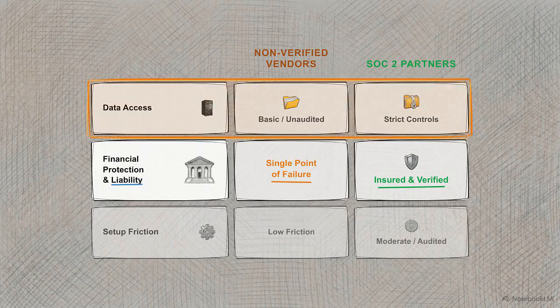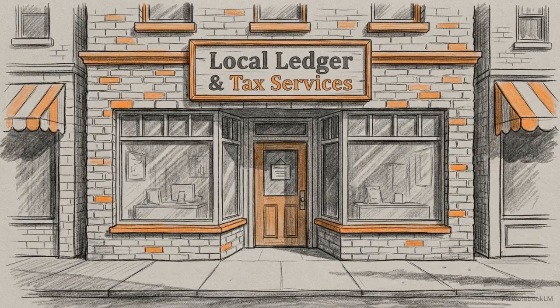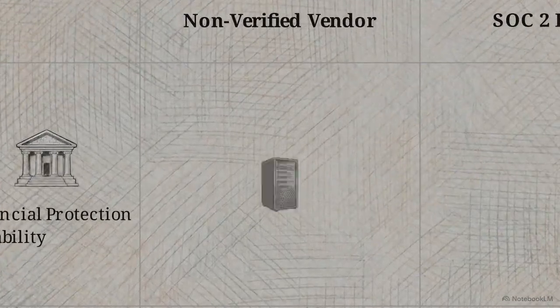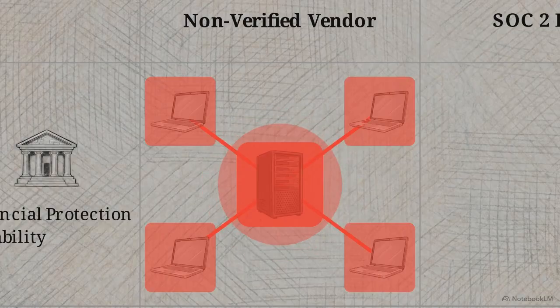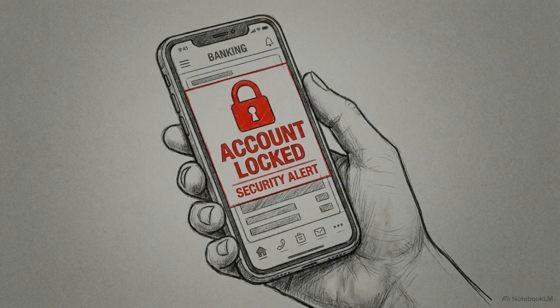Let's move down to the second row of our evaluation: financial protection and liability. You might find a boutique accounting firm that promises to handle your ledgers and owner distributions for a fraction of the typical monthly retainer. Without a SOC 2 audit, you are hoping the vendor's internal habits, like password sharing or laptop security, don't create a single point of failure. If that non-compliant vendor is breached, the damage cascades back to you. Your agent's commission payouts could be frozen, and your corporate banking details could be exposed.